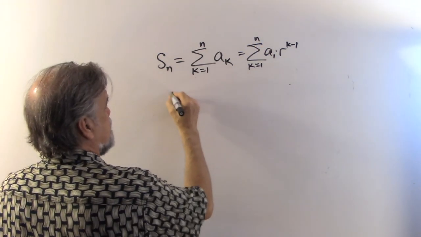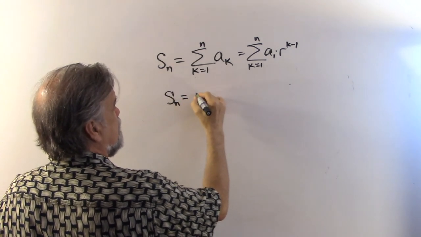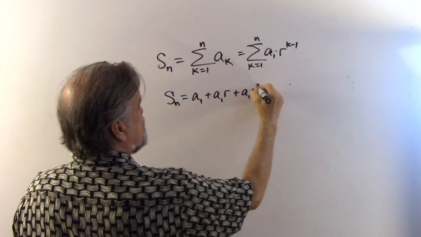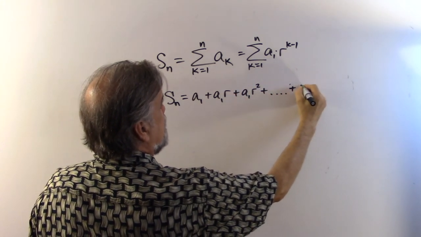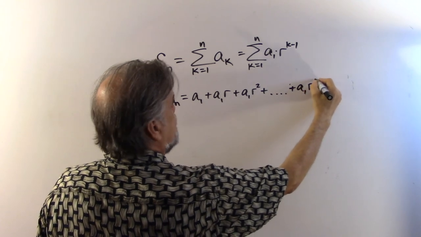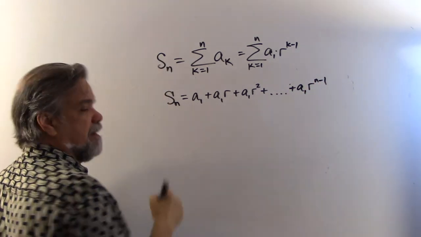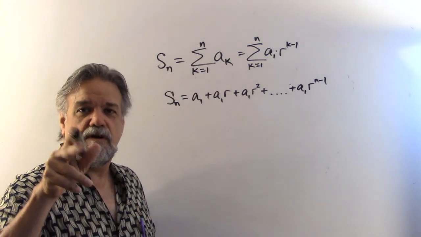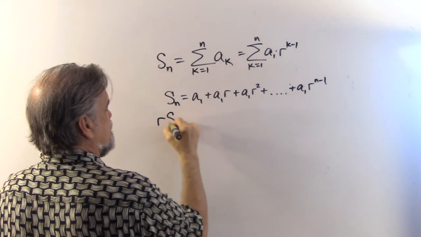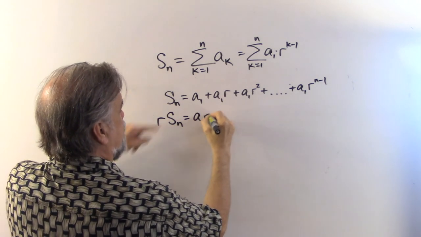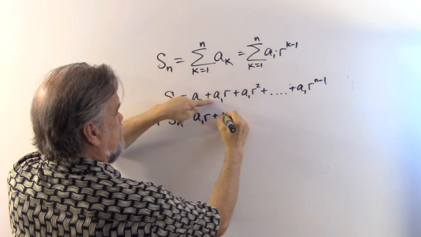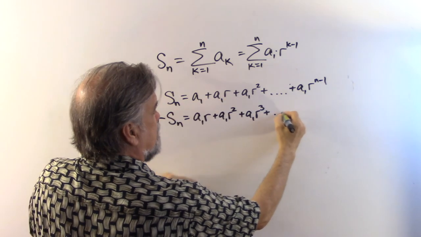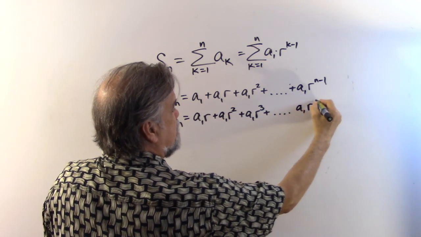Okay, so that means Sn is A1 plus A1 times r plus A1 times r squared plus on and on to A1 times r to the n minus 1. And remember what we did last time? We said, I'm going to multiply this times r. So r times Sn will be A1 r plus A1 r squared plus A1 r cubed plus up to A1 r to the n.